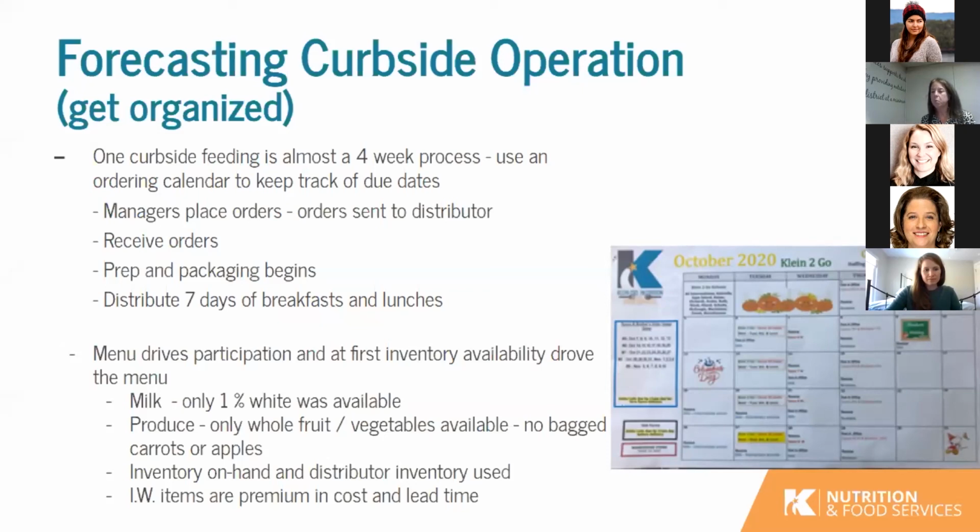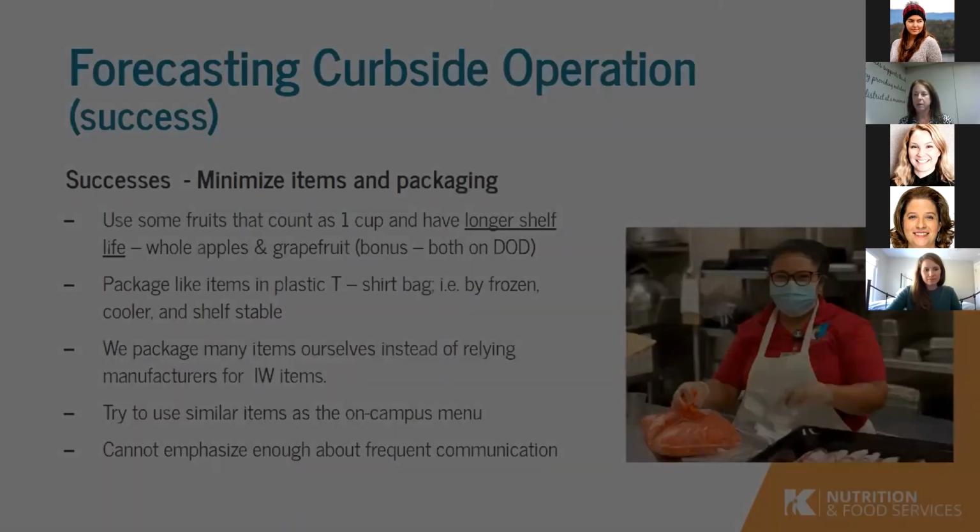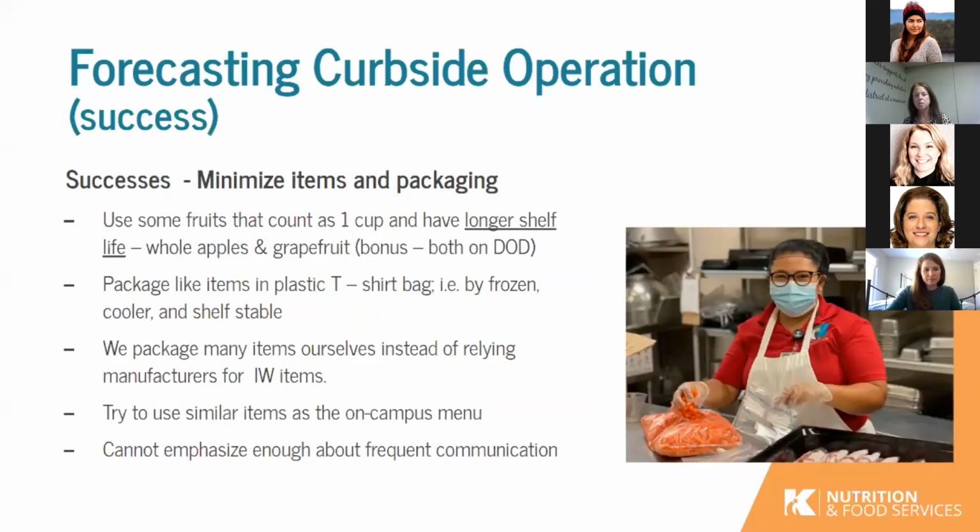Again, at first we used what was on hand, what we had available. IW items were a premium and it just wasn't really feasible. The lead time was not feasible. What are some of our successes working with that? Using some of the fruits that count as 1 cup and have a longer shelf life. Whole apples and even grapefruit, they both meet 1 cup of fruit. They have a longer shelf life.